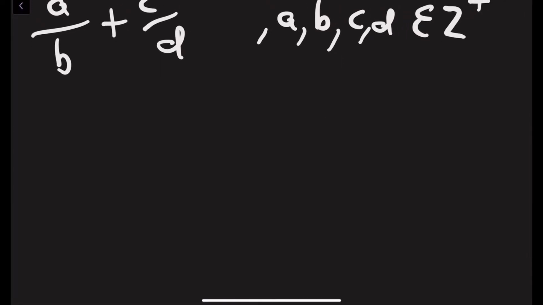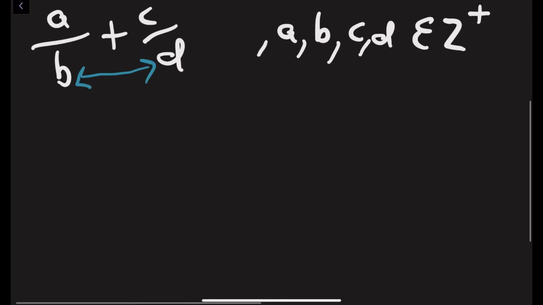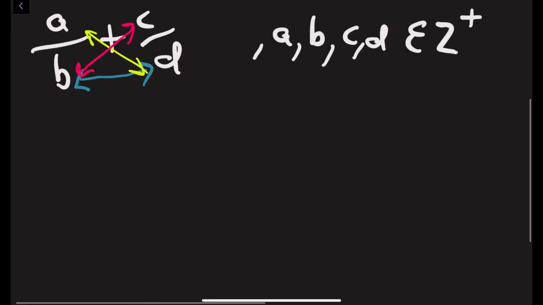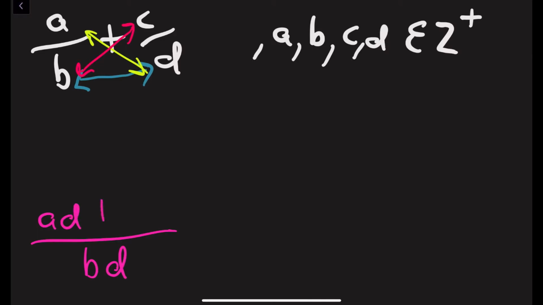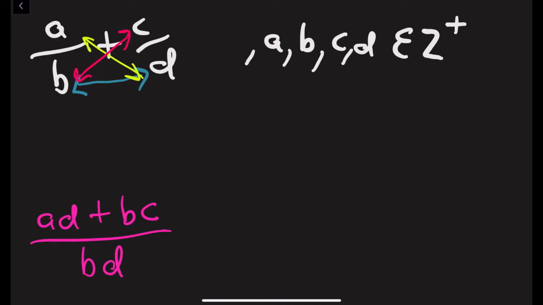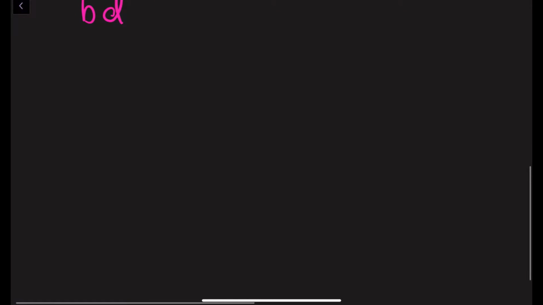So first of all, we want to multiply the denominators together, and then in the numerator we'll have a and d being multiplied together, and then we'll add that with the product of c and b. So this looks like bd in the denominator, and we'll have a times d in the numerator plus b times c. Okay, so that's the general case, and that's what we'll apply in the following examples.